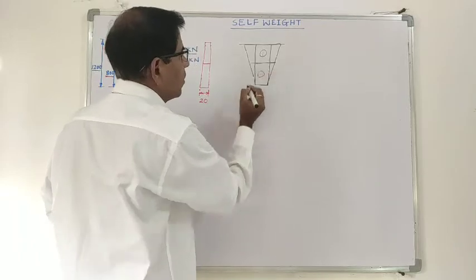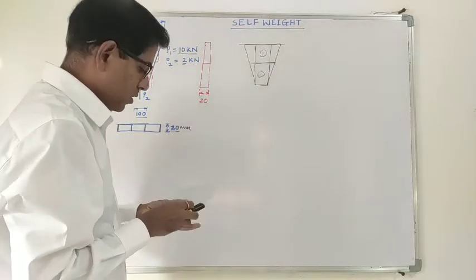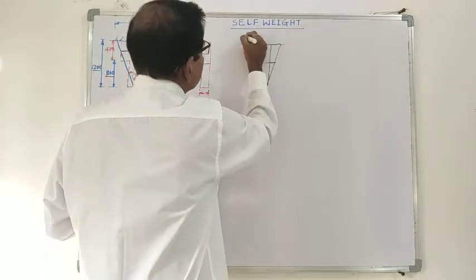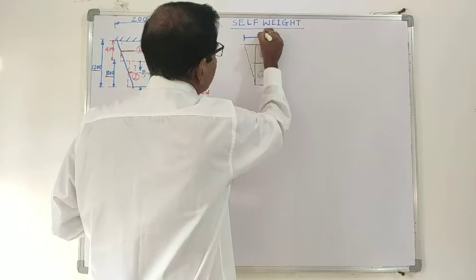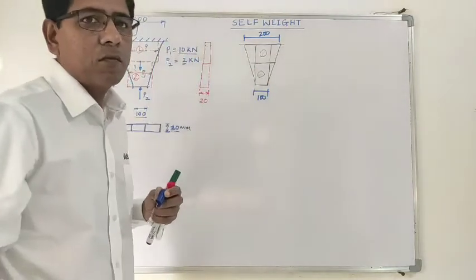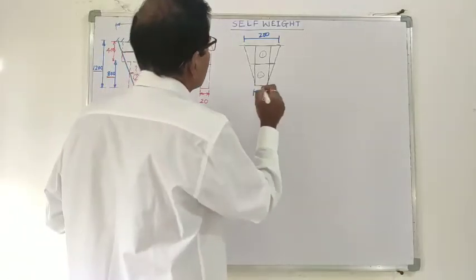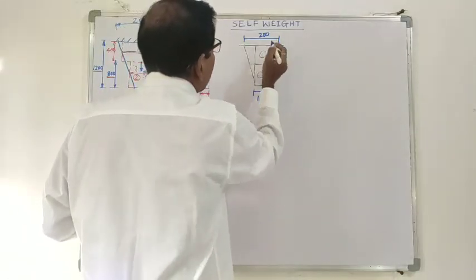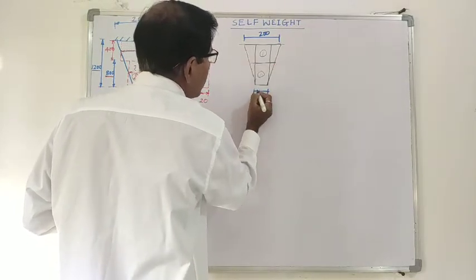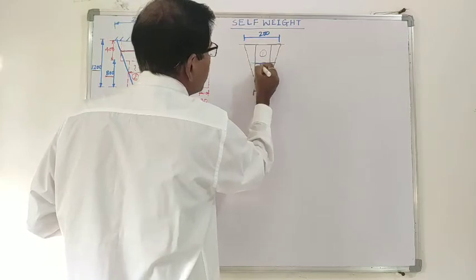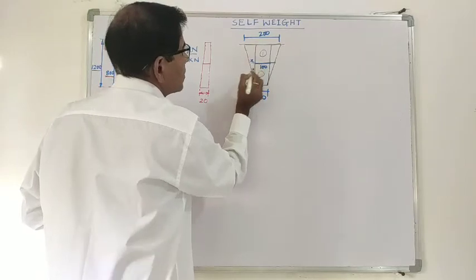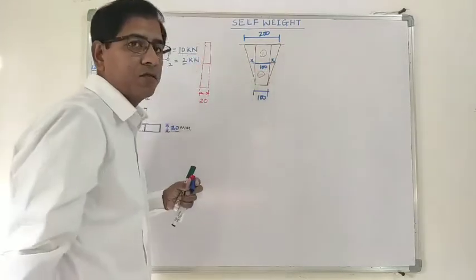Okay. So first we need to find out this side. Okay, this we know. This is 200 mm. This is 100 mm. Now we need to find out this dimension. See, this is 100 mm, so that means this dimension is 100 mm. Now consider this as x and this is x.